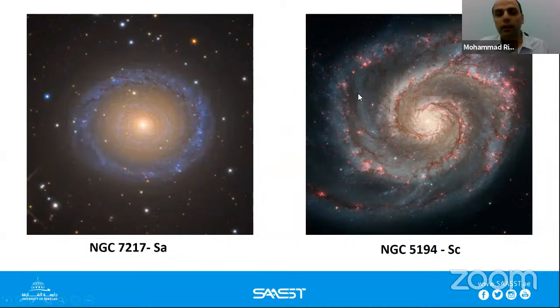Here on the right, we can see a grand design galaxy. It is NGC 5194, and it has an SC class. That means it has a well-defined spiral structure.